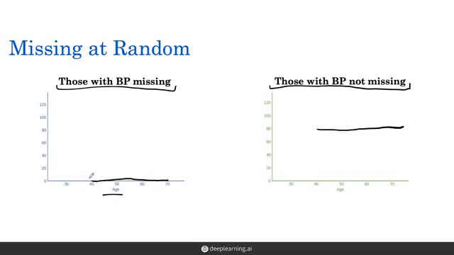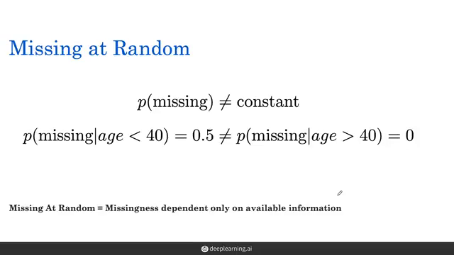But now if we're younger than 40, for about half of those, we are not recording blood pressure. And for half of those, we are recording blood pressure. So this is the difference in distribution that we will see between those with blood pressure missing and those with blood pressure not missing as a function of age. And the key takeaway here is that the probability that a blood pressure measurement is missing, it's not constant. It's not the same for everybody.